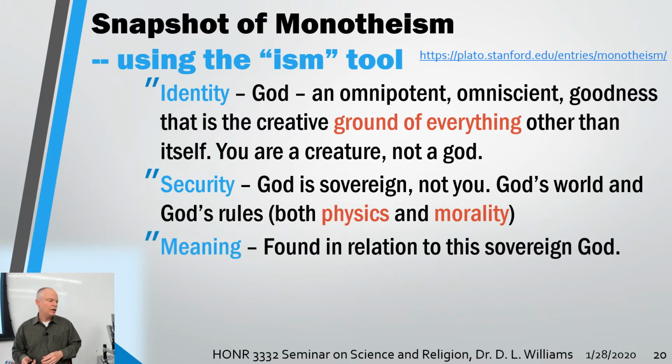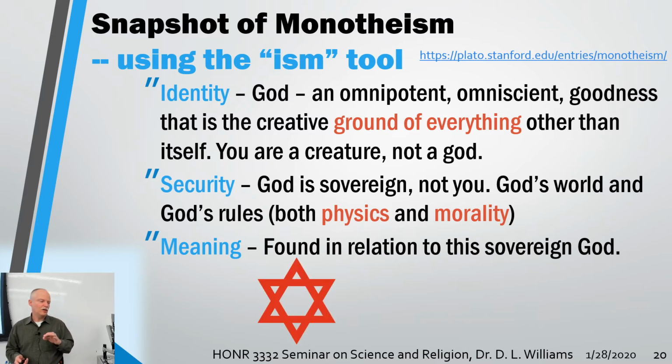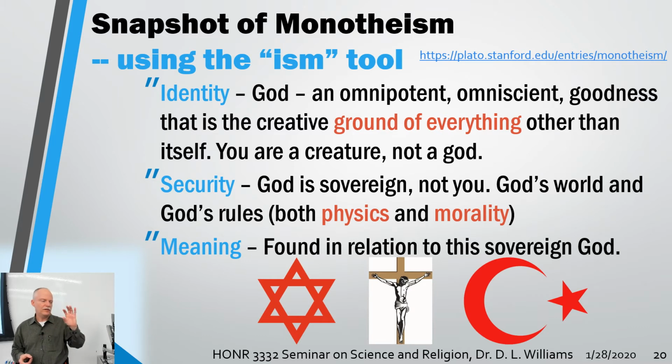Okay. And then meaning, found in relationship to this sovereign God. So this is where you have the three major monotheistic religions. That meaning is found in some way in connection with the relationship to that God. And we have different systems of practices here in Judaism, Christianity, and Islam.